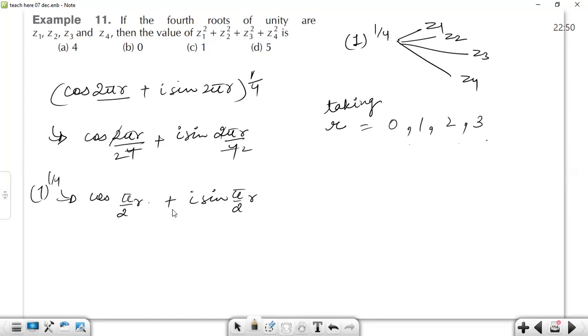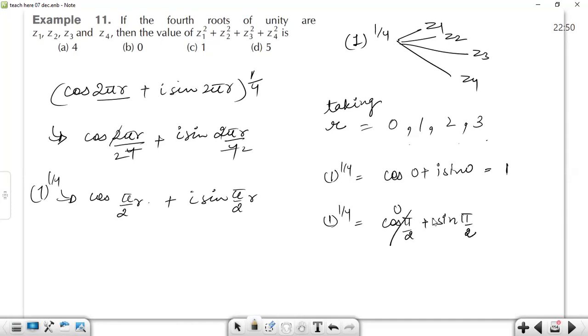First of all, taking r as 0, the root becomes cos of pi by 2 into 0, which is cos 0, plus iota sine 0. Cos 0 is 1, iota sine 0 is 0, so this becomes 1 only. Now let's discuss another fourth root of unity when we take r as 1. This becomes cos of pi by 2 plus iota sine of pi by 2.